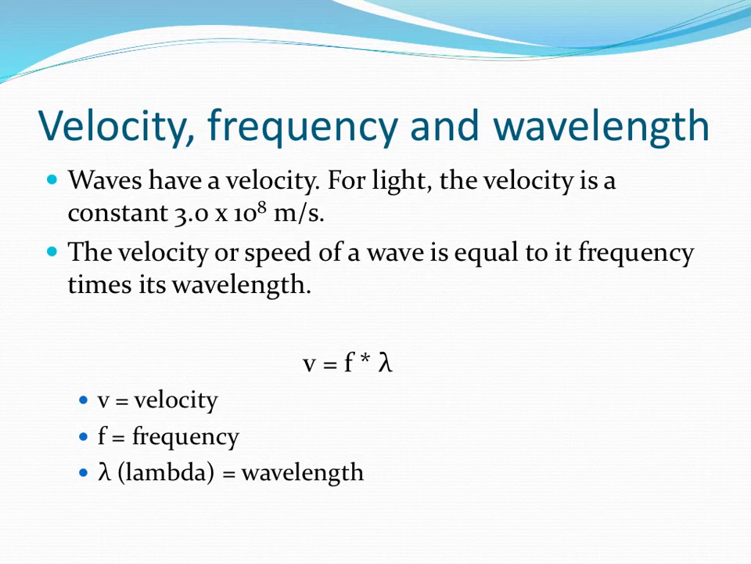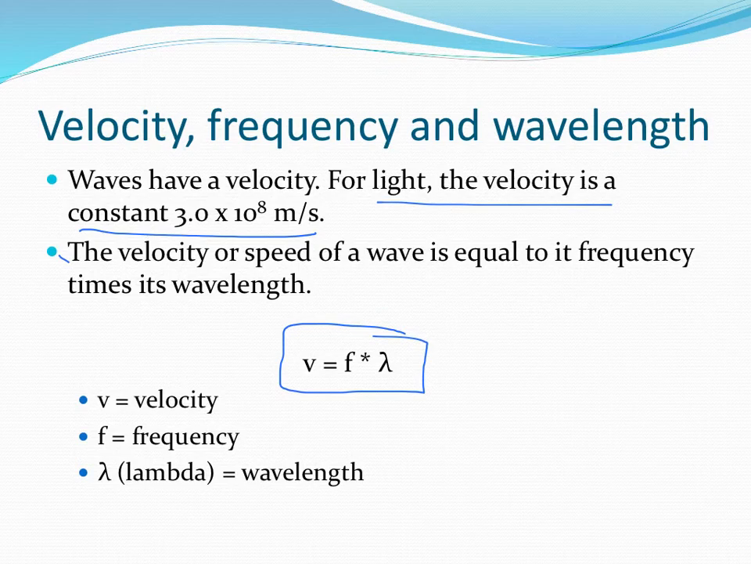One thing that is going to be important to us in this class is that for light, velocity has a constant speed, okay, of 3.0 times 10 to the 8th meters per second. But we'll get to that in a moment. This relationship was shown to you in the activity, but velocity of a wave is always equal to its frequency times its wavelength. You can also think of this as velocity equals wavelength over period.